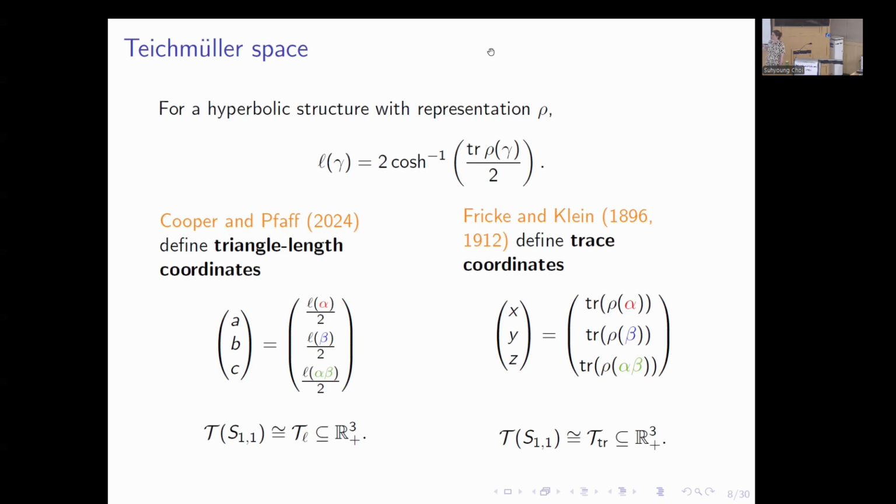And here we have 3 coordinates, and so we have some kind of surface that's embedded in R3 that represents Teichmüller space here. Okay, and on the right-hand side, this was known a long time ago by work of Fricke and Klein. We have these trace coordinates. So if we again look at our framing, we have the trace of our representation rho applied to alpha, beta, and alpha beta. We get these trace coordinates x, y, and z. Again, we have 3 coordinates, but we have some embedding of Teichmüller space in R3.